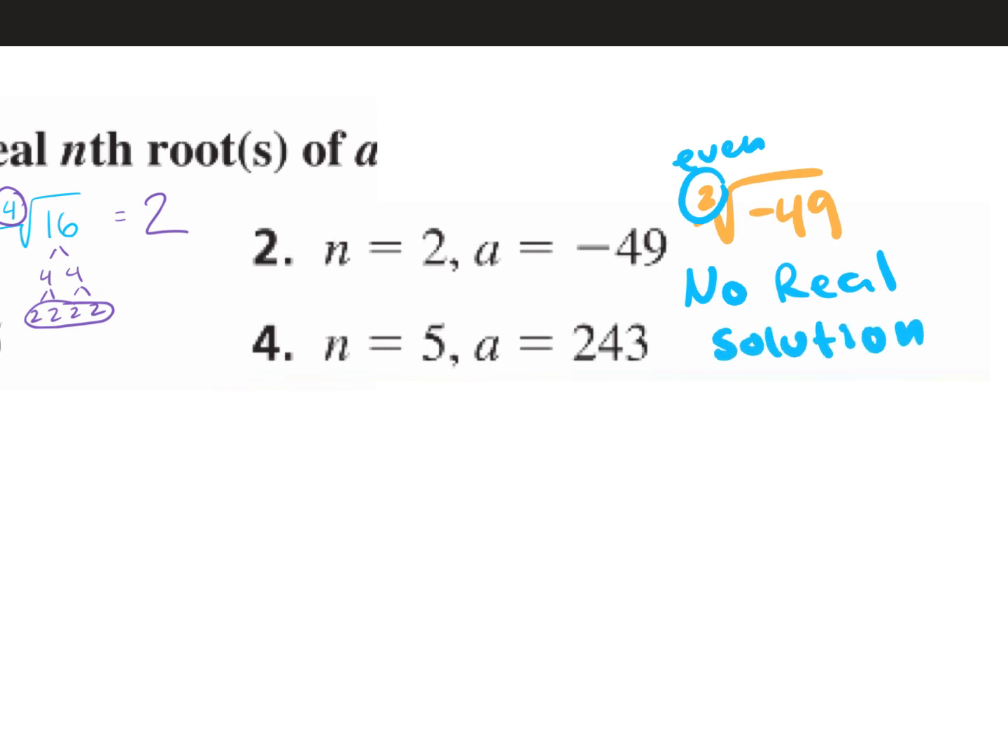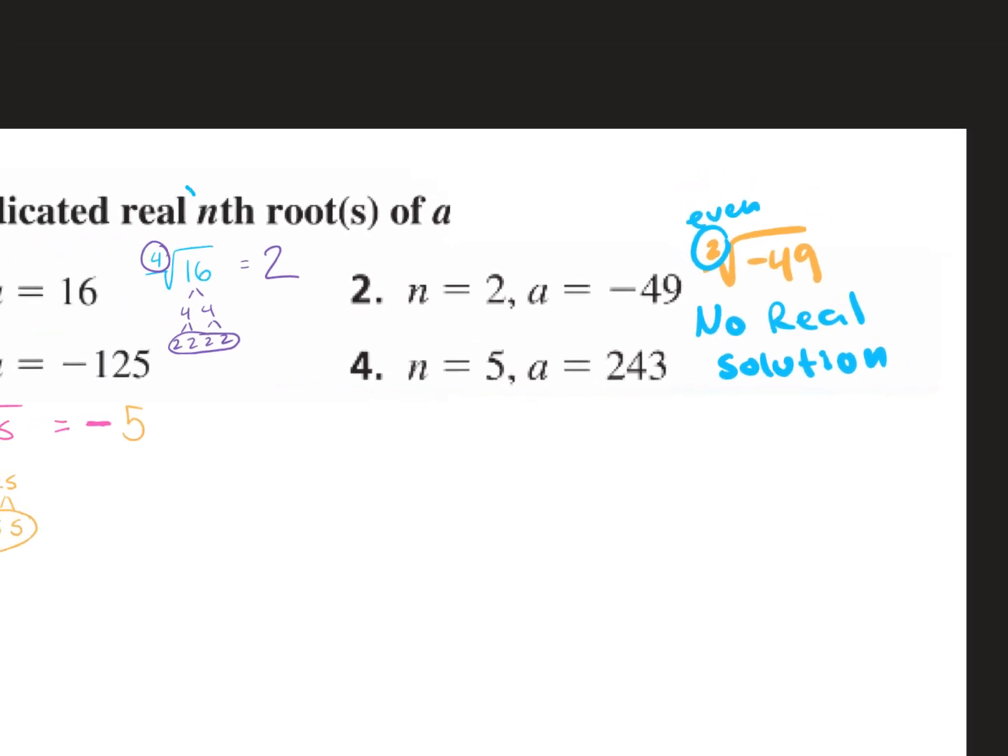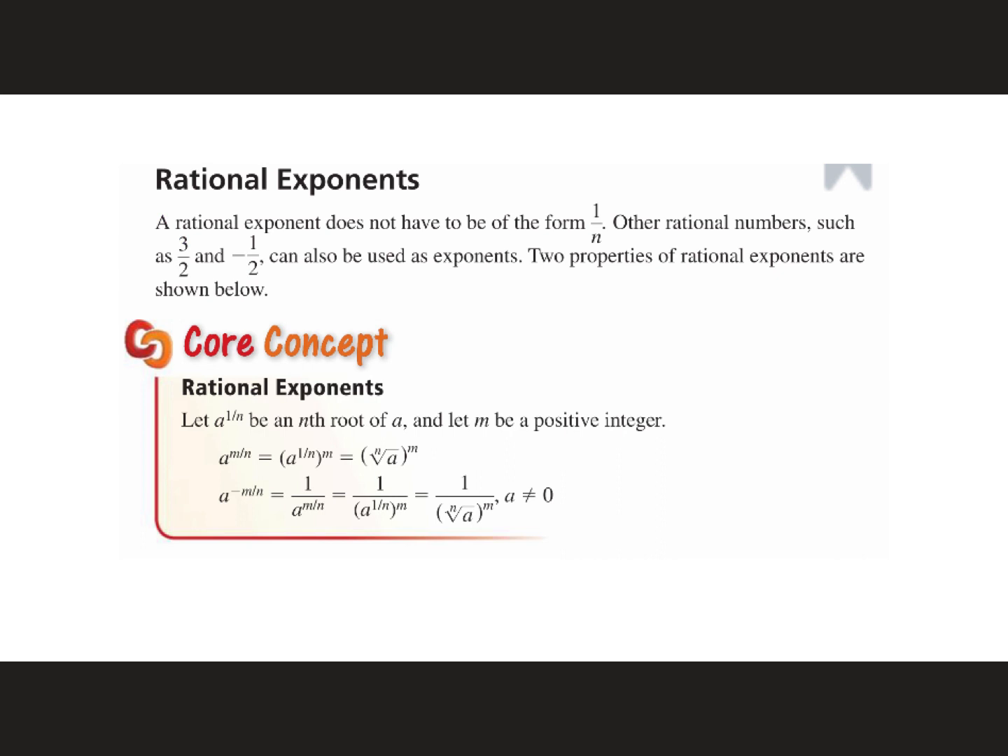Because we would know that the square root of negative 49 is 7i, but the question's asking us what are the real nth roots. So we're only dealing with real numbers here. So if you have an i, it's imaginary, not real. So you can just say no real solution. You don't have to figure anything out or simplify. If it's an even index and a negative on the inside, it's no real solution.